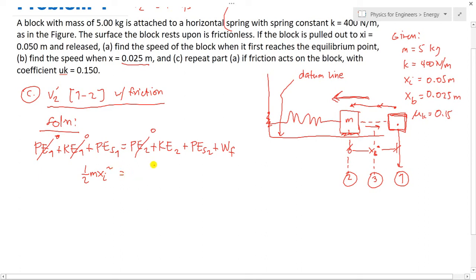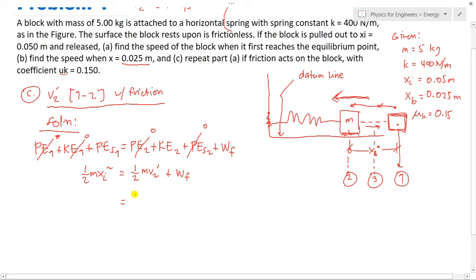How about kinetic energy at point 2? So we have 1/2 m v2 prime squared, with friction. Plus, how about the potential energy at point 2? Since point 2 is located on the equilibrium position of the spring, it does not have any spring potential energy anymore. Plus the work of friction.